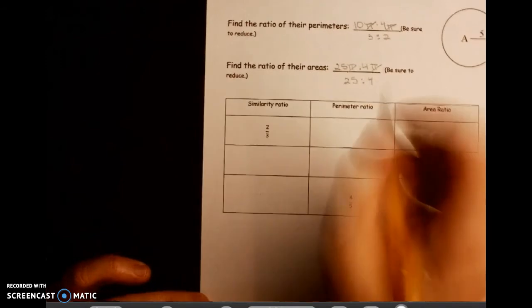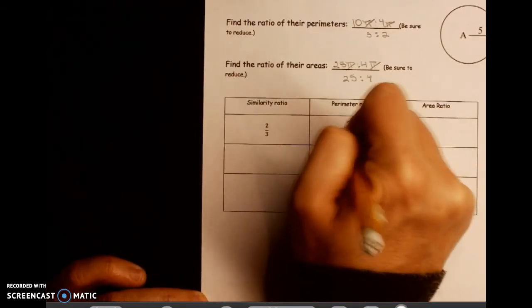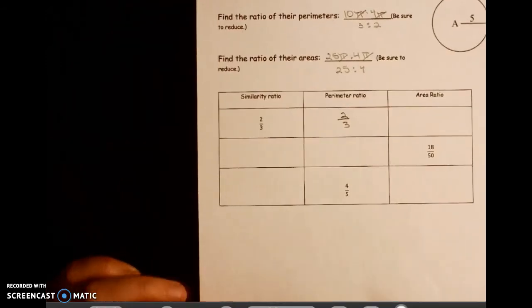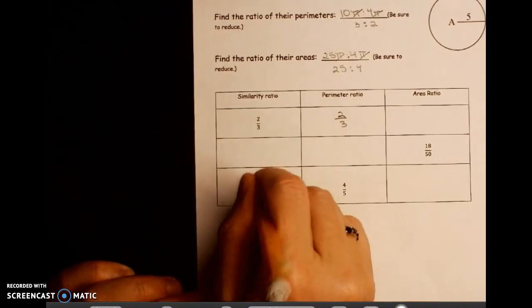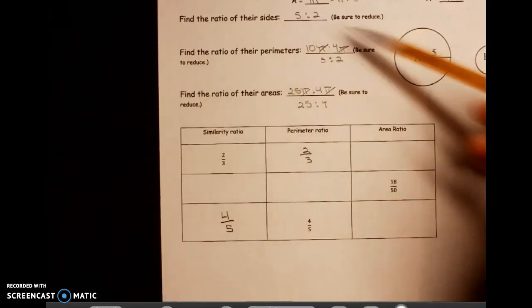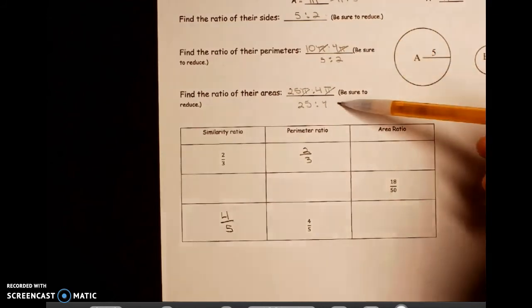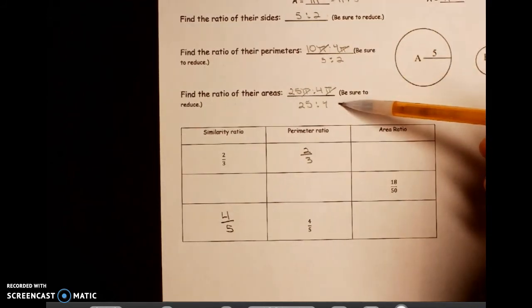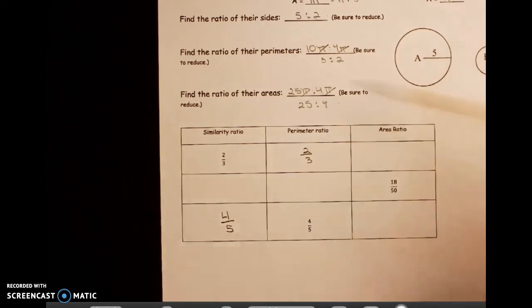So if this is a 2 to 3, that means I know this is a 2 to 3. So also if this is 4 to 5, that means this is 4 to 5. Now the bigger question is, how do I get to the ratio of their areas? If you take a look, this is 5 to 2, this is 25 to 4. They are definitely not the same, but there's still a mathematical connection.